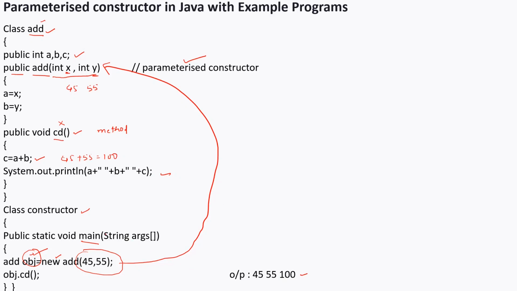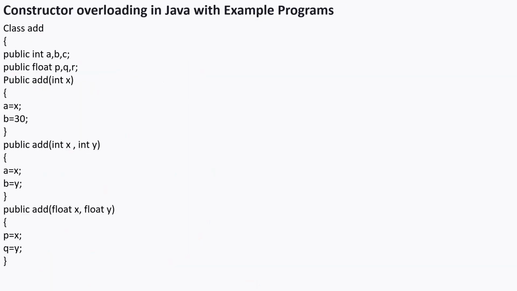Right, because you are calling obj.cd here. When you say obj.cd, the cursor goes to your cd method, calculates this, and prints the values. Clear? Now, as we have discussed till now, default constructor and parameterized constructor. Now, this is what constructor overloading is. Okay, let us go with an example.